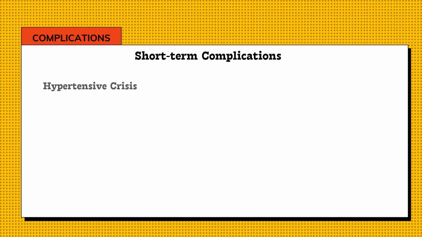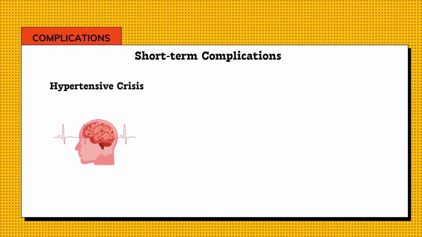Complications. Untreated or poorly managed hypertension can lead to severe health complications affecting multiple organ systems. These complications can be categorized into short-term and long-term effects. Short-term complications. Hypertensive crisis. A severe increase in blood pressure that can lead to a stroke. Blood pressure readings over 180/120 mmHg require immediate medical attention.